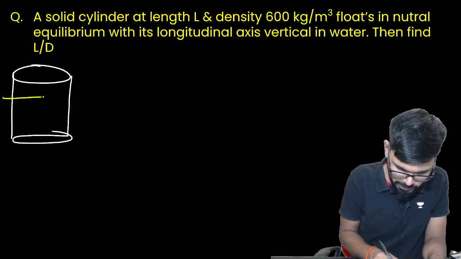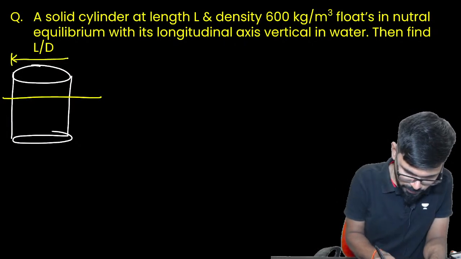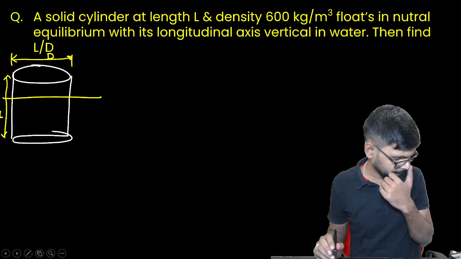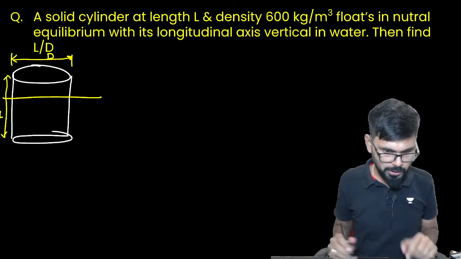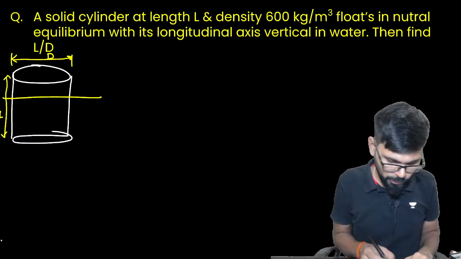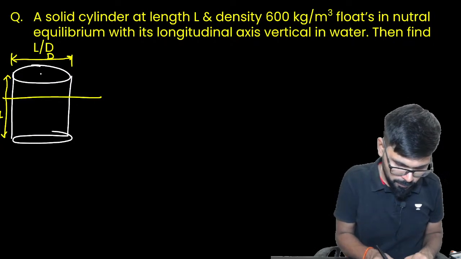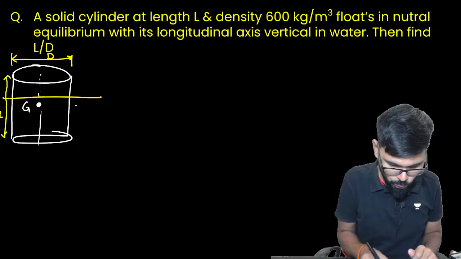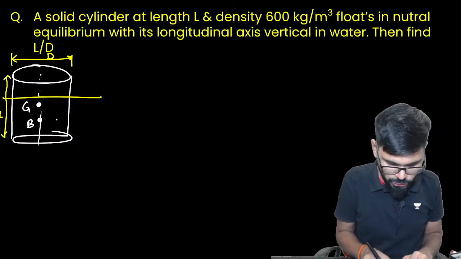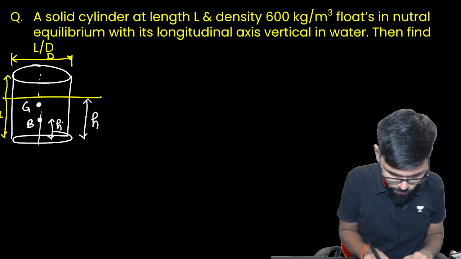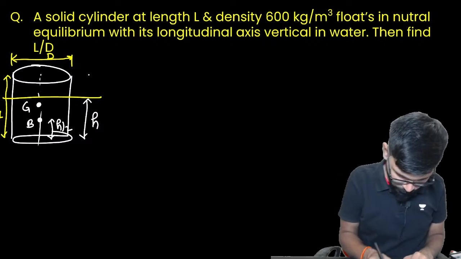Just now I will solve it somewhat fast. This is basically D, this is basically L. Correct hai? L is done, D is done. Now look here, G value will come here as L by 2 and B value will come here as H by 2. This is H, this is H by 2, this is L by 2.